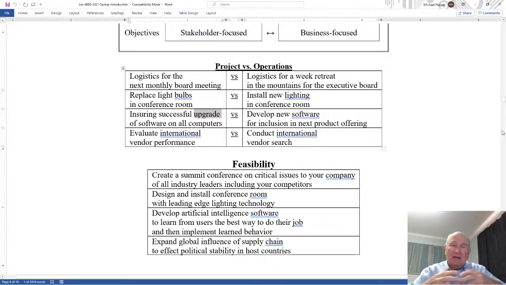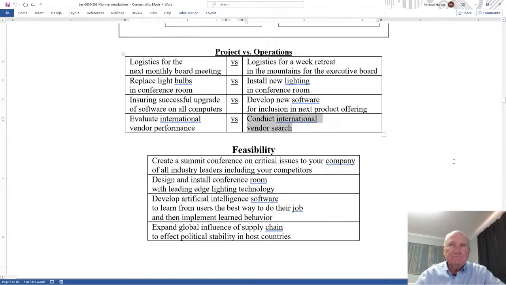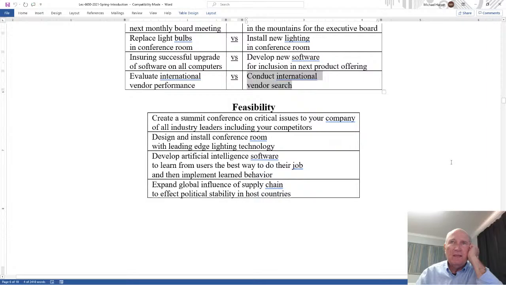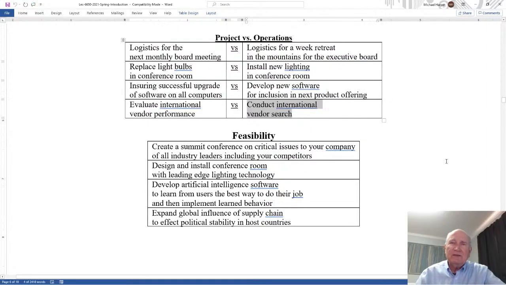But often it's just another set of operations that has to be done every upgrade, every software release. But developing your software, that's more of a project because once you've developed that software, you have a deliverable. Okay, and then finally evaluate international vendor performance. That's ongoing. Conduct international vendor search. That's one time. Feasibility. Another aspect of a project is the feasibility of a project.